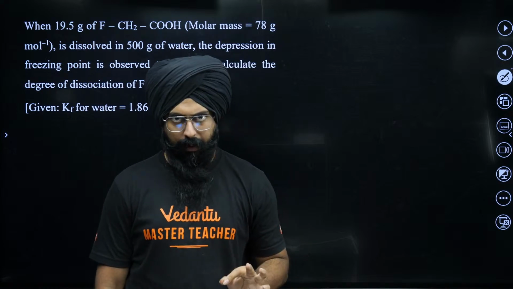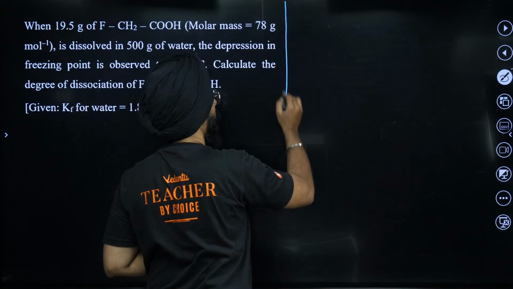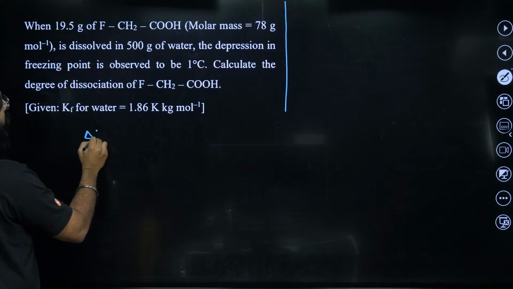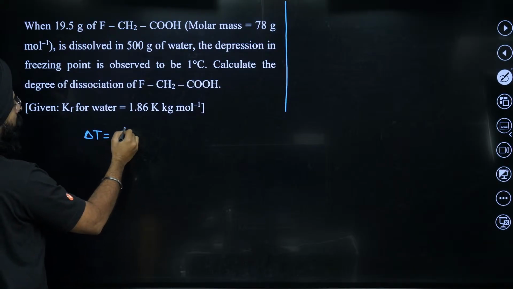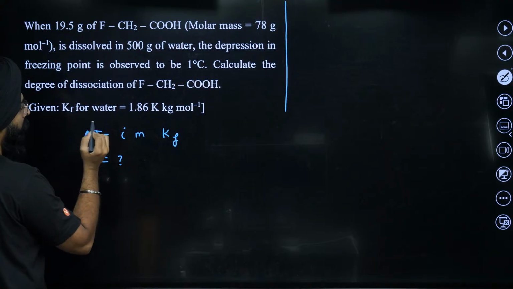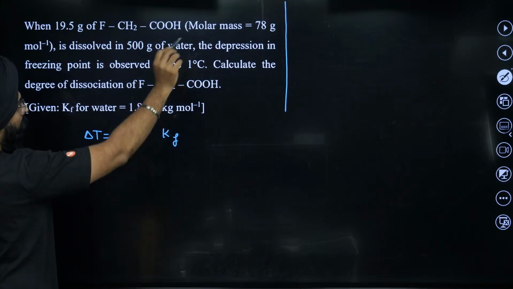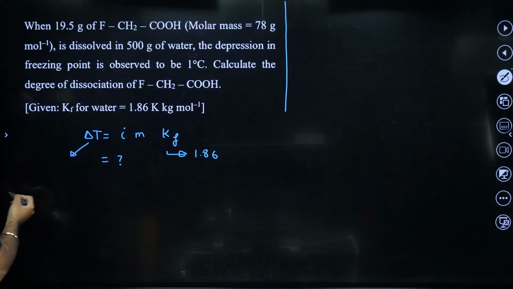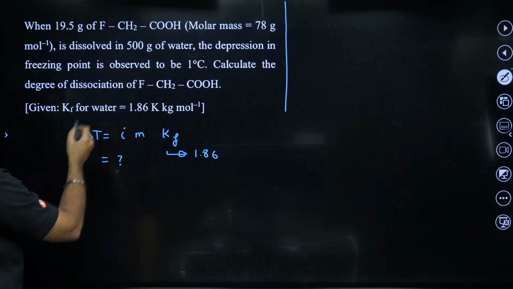So please pay attention. First of all, let's calculate molality. So I can say that delta T is equal to Van't Hoff factor, molality, cryoscopic constant. So Van't Hoff factor is something that we need to calculate. Molality we can do over there. Cryoscopic constant is 1.86, and this delta T is given as how much? Depression is 1.